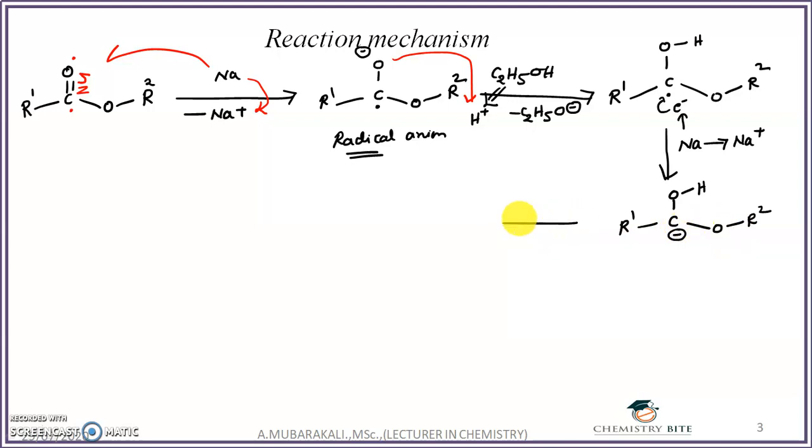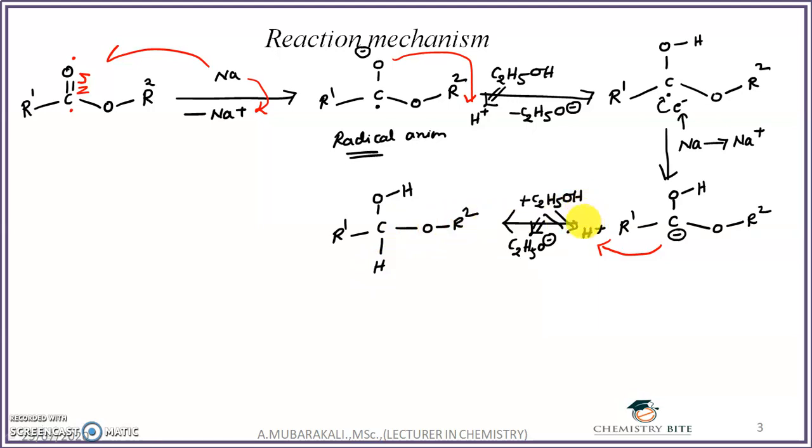This carbanion reacts with the second molecule of ethyl alcohol, C2H5OH. What is the role of ethyl alcohol? Ethyl alcohol will donate the proton, and it will come out in the form of sodium ethoxide. This negatively charged carbon will take the H plus and convert into a CH bond. So you can see the structure now, R1COH, and here you will get the H. This H is coming from the ethyl alcohol, OR2. So up to now in this mechanism we have used 2 moles of sodium and 2 moles of ethyl alcohol.